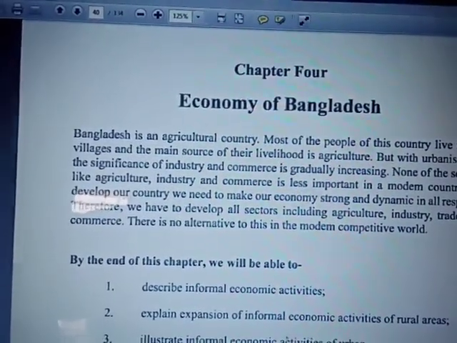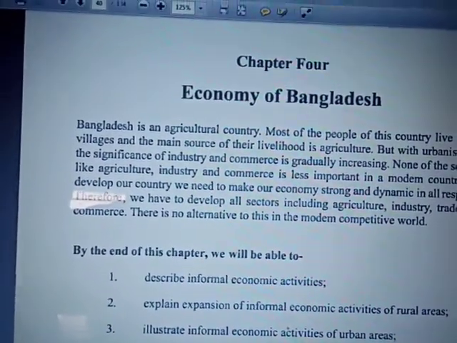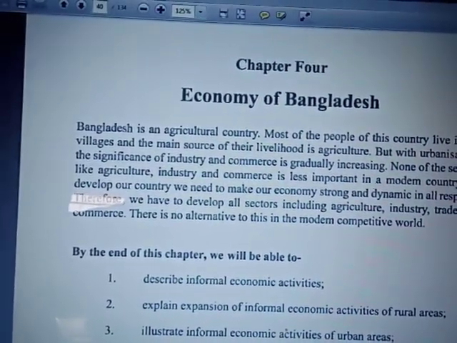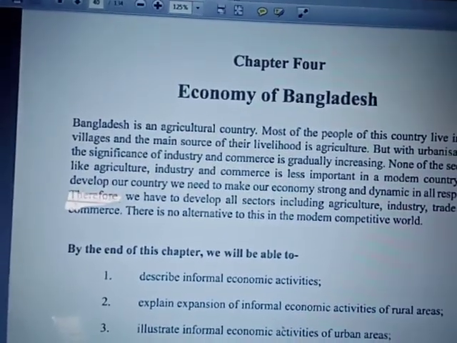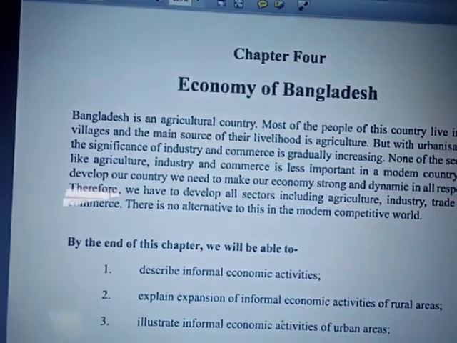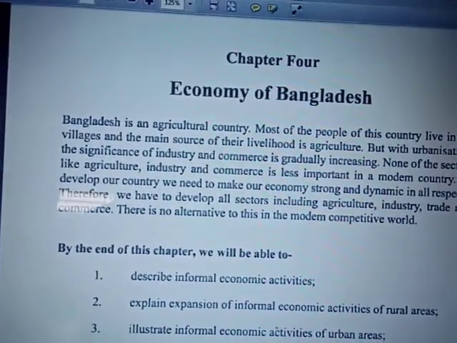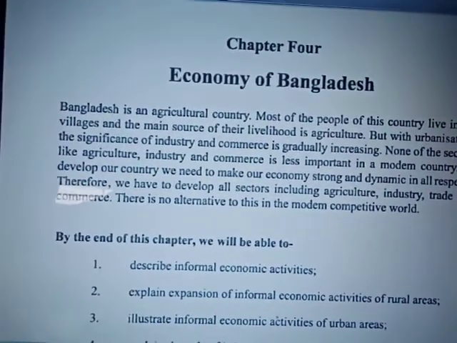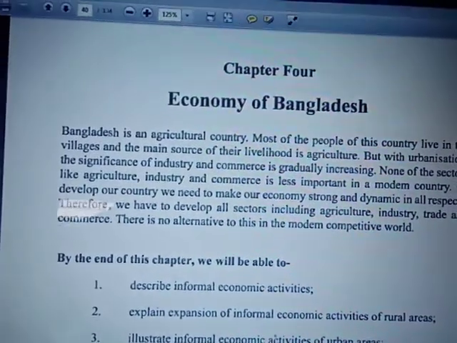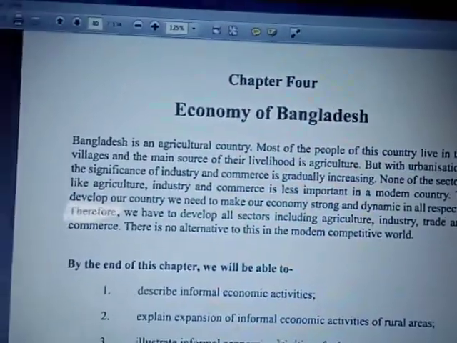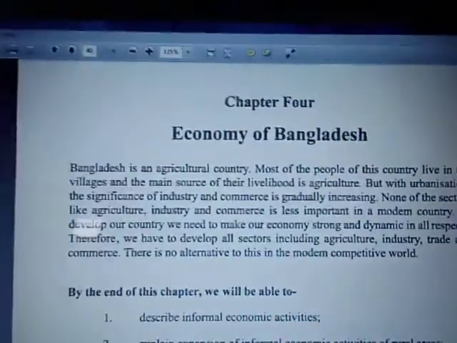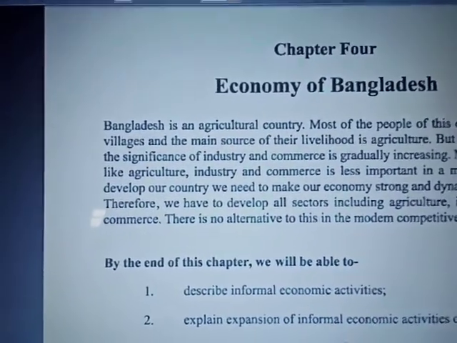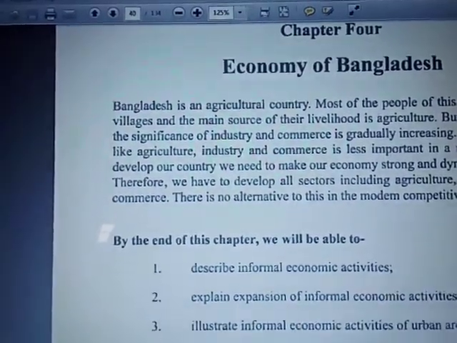None of these sectors, like agriculture, industry and commerce, is less important in a modern country. To develop our country, we need to make our economy strong and dynamic in all respects. We have to develop all sectors, including agriculture, industry, trade, and commerce. There is no alternative to this in this modern competitive world.